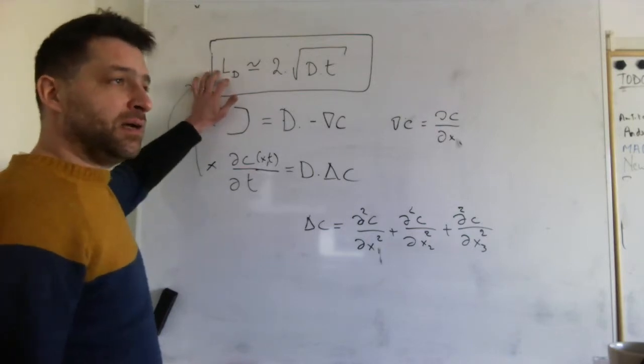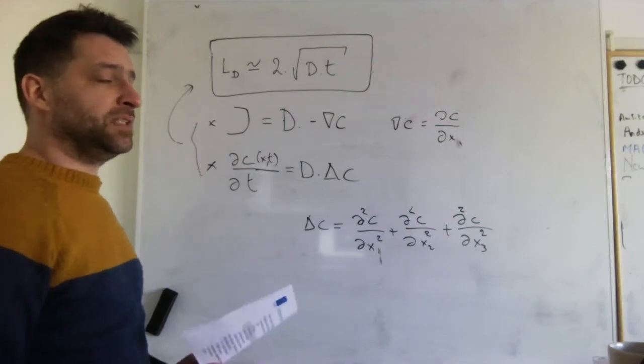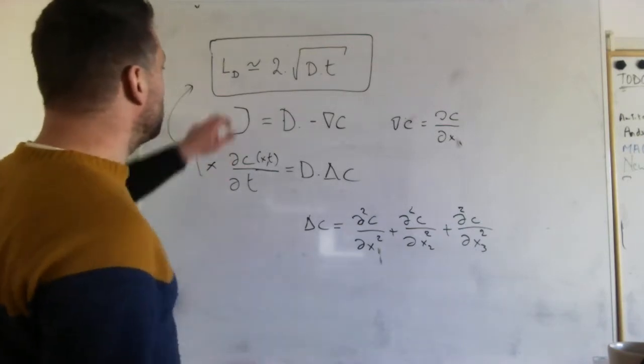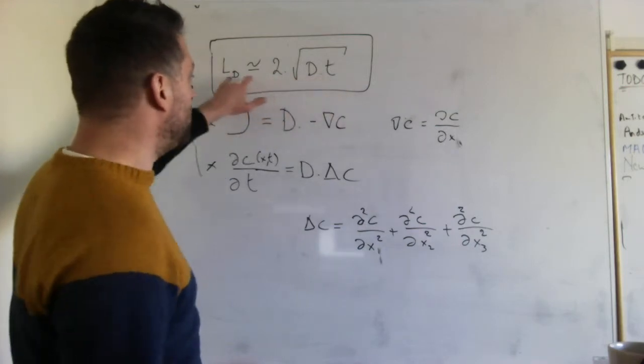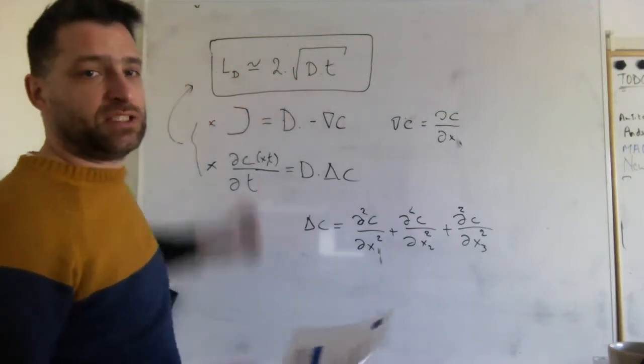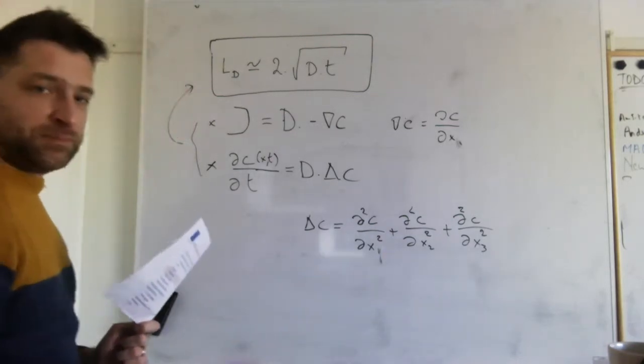It's because on small channels, for example, the distances are very small. If the distance is small, within a very short amount of time you will have diffusion over the entire width of a channel. So diffusion will be a major transport mechanism.